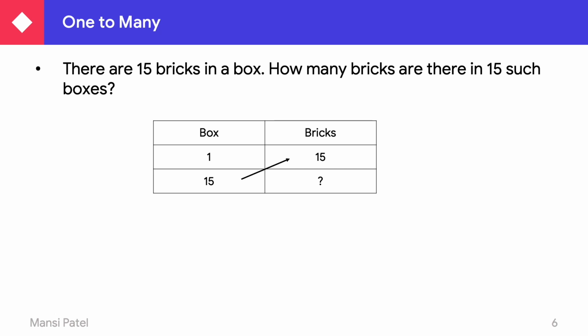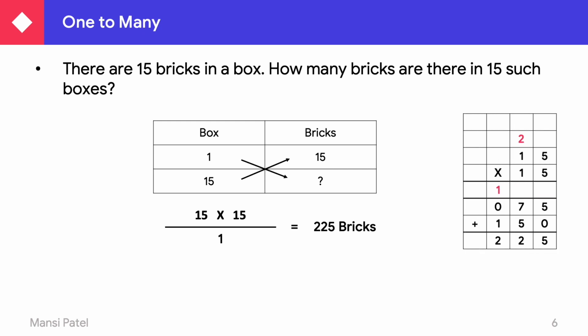The numbers which are written in the cross, you have to do the multiplication. So you have to do here the multiplication of 15 multiplied by 15, and the number which is remaining, you have to write down below this multiplication. So your answer is like this: 15 multiplied by 15 divided by 1. And in your rough work, you have to do the multiplication like this: 15 multiplied by 15 is equal to 225.